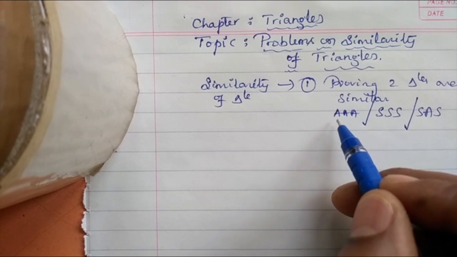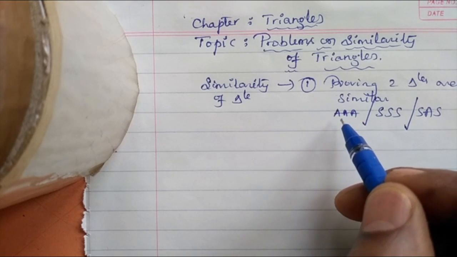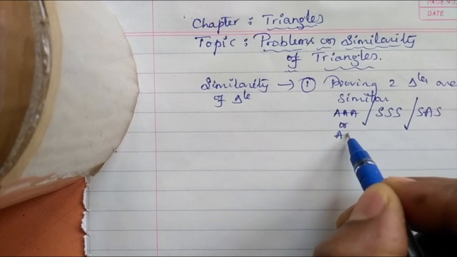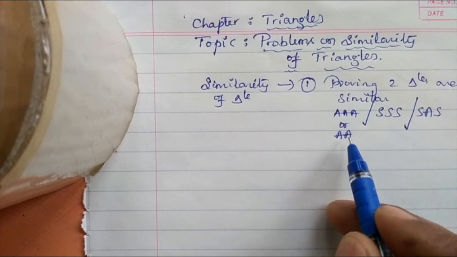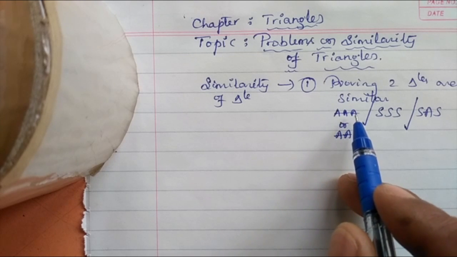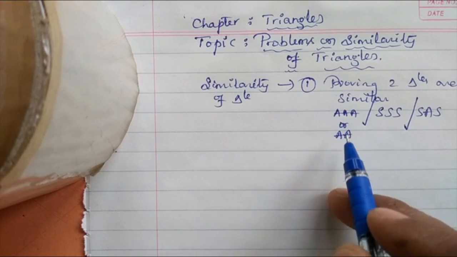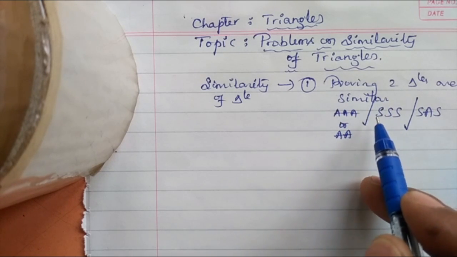One is AAA. The AAA criterion is also called only AA. Either you can prove two angles are equal between two triangles or three angles are equal. If any one of these is satisfied, then the triangles are similar.